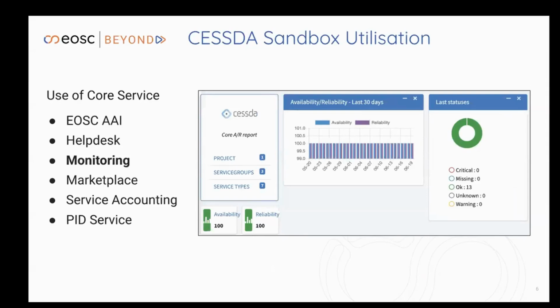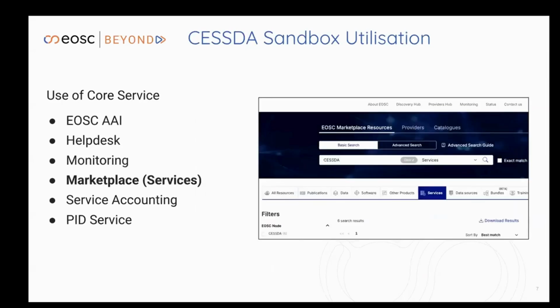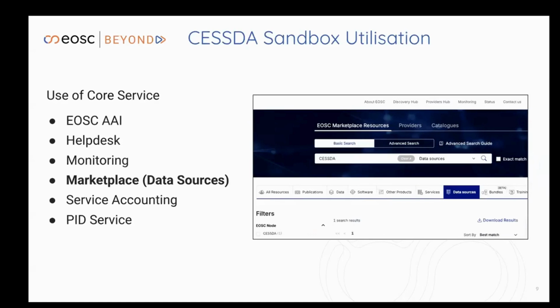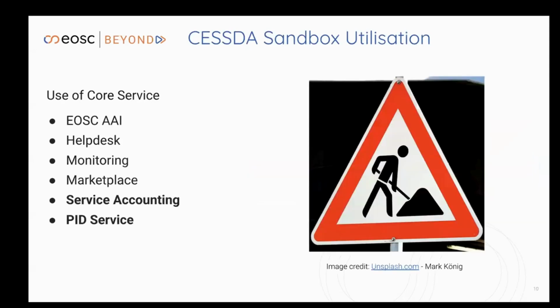We use the service monitoring, so that provides availability and reliability information for 7 CESSDA service endpoints. We use the marketplace. We published a number of services, 6 so far. Publications, so research outputs, 400 odd publications are in, and we also have a data set in there, a data source in there as well. Service accounting and PID service, we're working on those in the next month or two. We're not integrated with them yet.